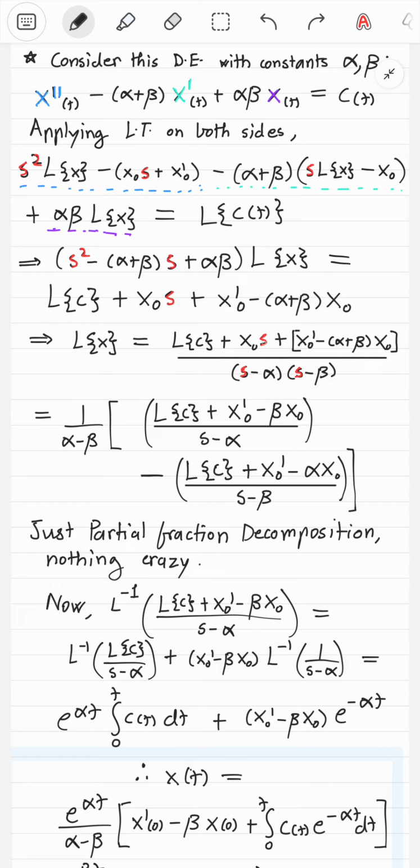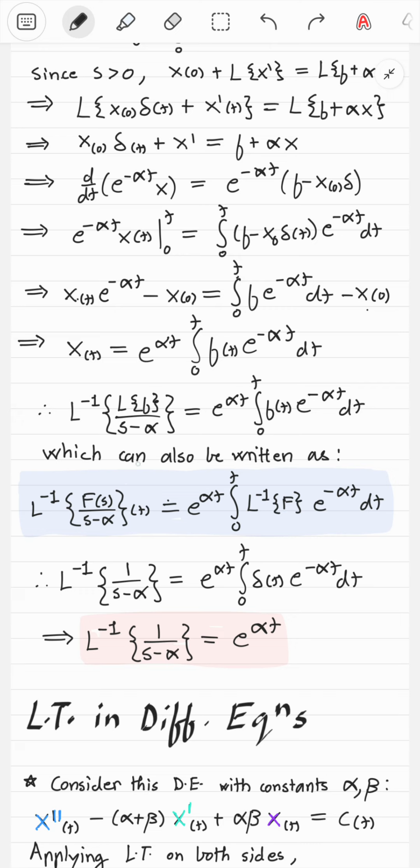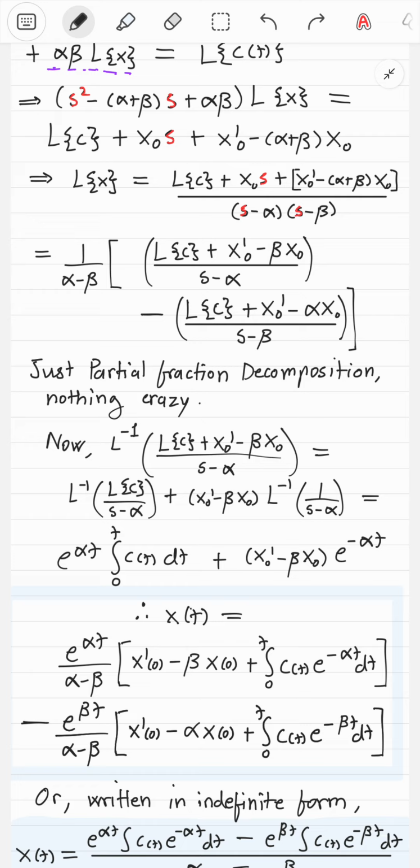So if we can decompose this with linear factors in the denominator, then we can use the equations that we just derived, right? This equation and also this equation. So once we do that, you will get it in this kind of form. So it's 1 upon alpha minus beta, and then you have this stuff. I won't be reading all of that. Okay, so it's just partial fraction decomposition, nothing crazy.